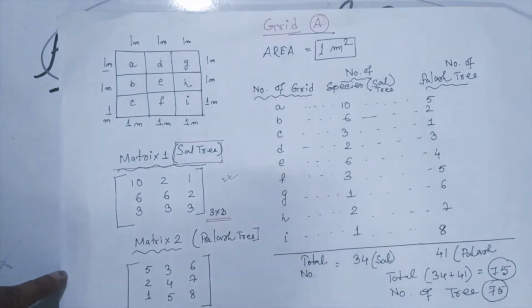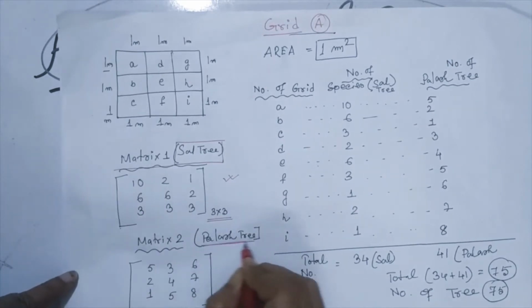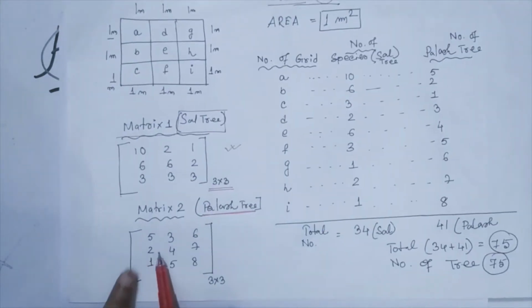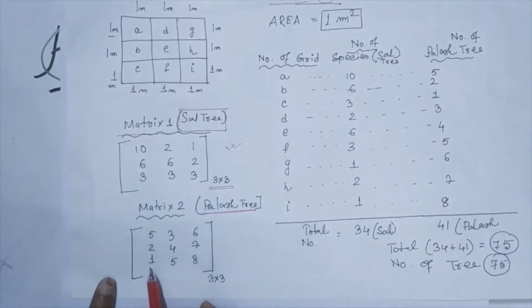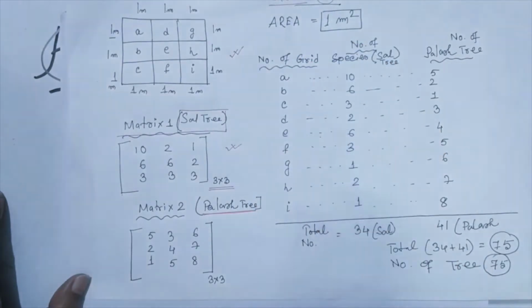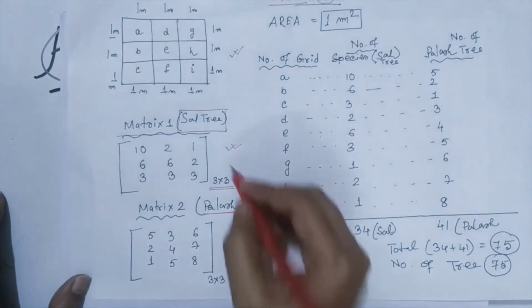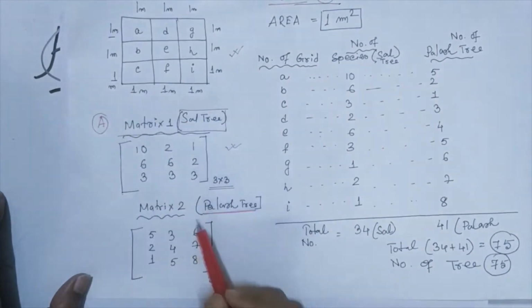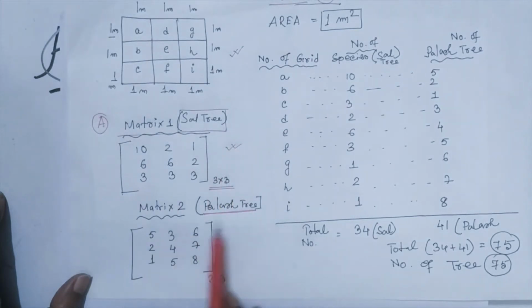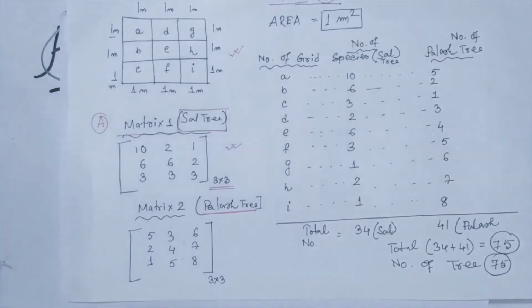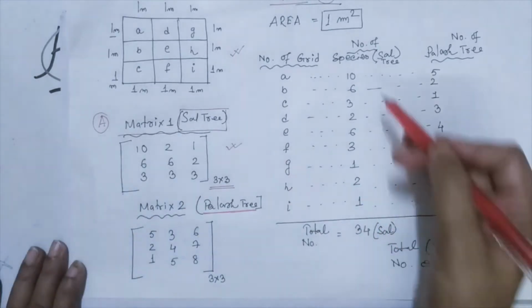Then in the same area, the students identified the number of palash trees. For small a, this is 5. For small b, this is 2, and for c, this is 1, and so on. So it's clear. We can get the information from the field, and we can prepare the matrix. For grid A we prepared one matrix for the sal tree and another for the palash tree. Suppose this information is given to you, and similarly this information may be given in that way.